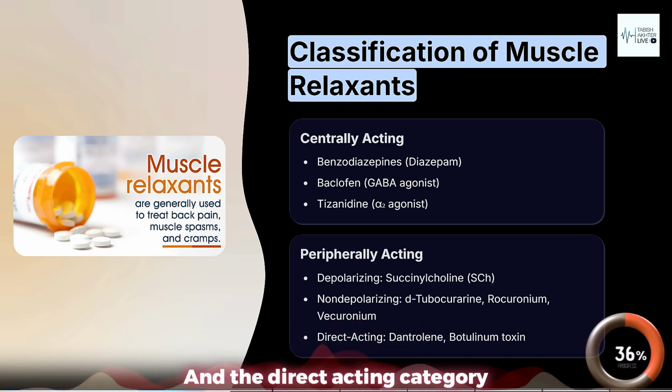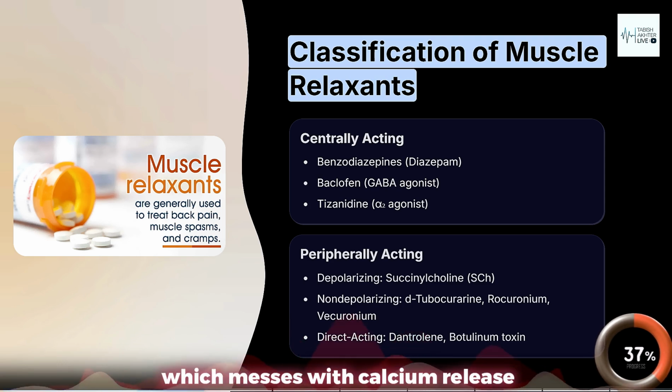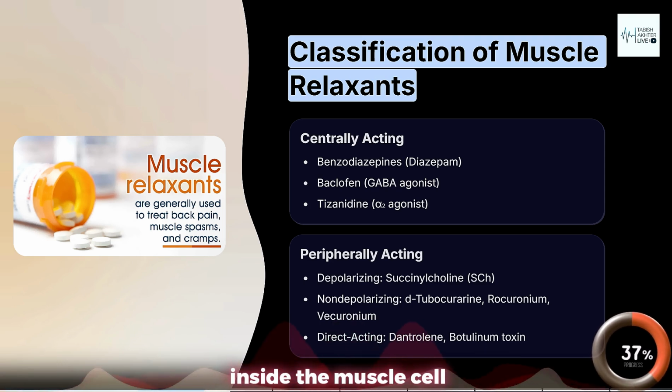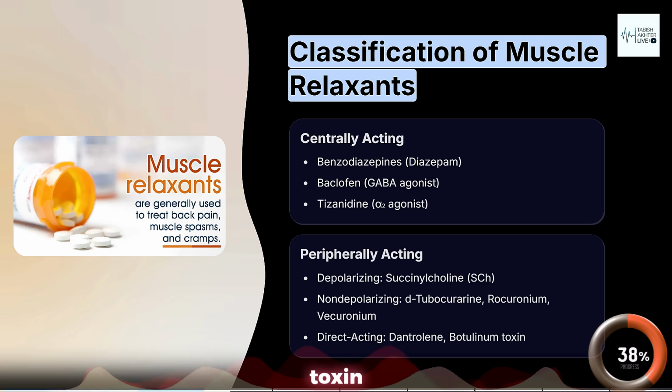And the direct acting category? Two main ones there. Dantrolene, which messes with calcium release inside the muscle cell. Calcium's needed for contraction, right? Absolutely. Less calcium release, less contraction. And the other is botulinum toxin. Botox. Yeah, that's the one.